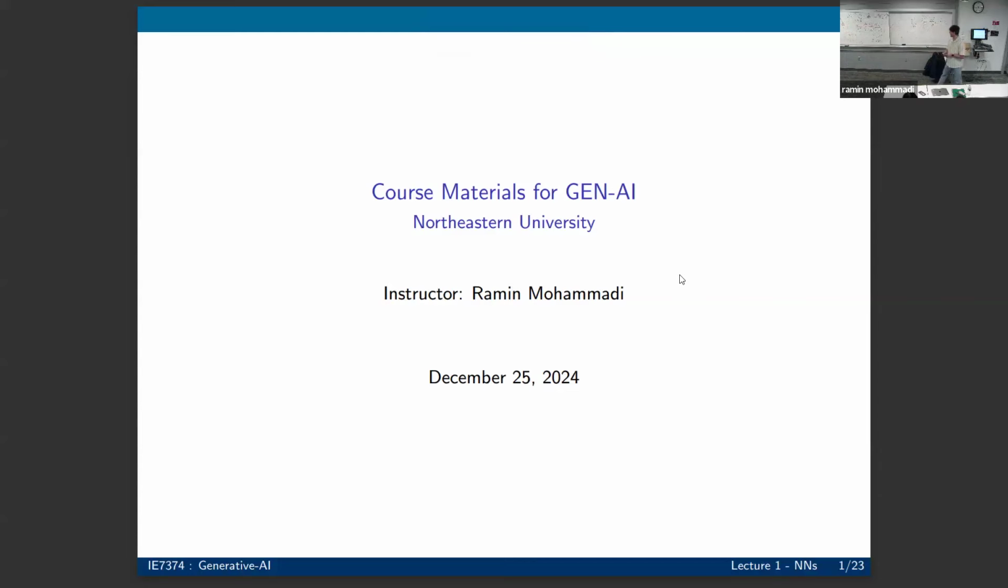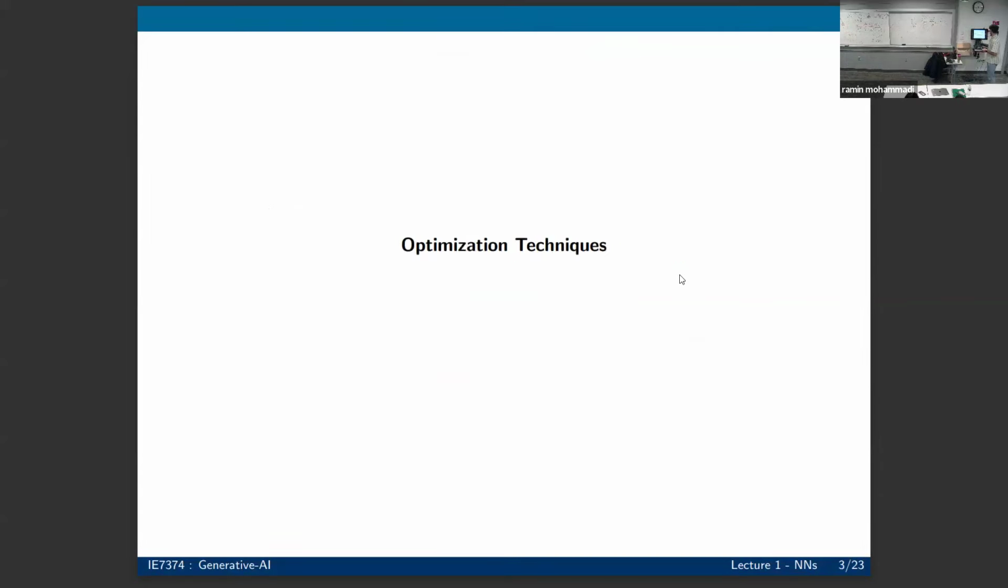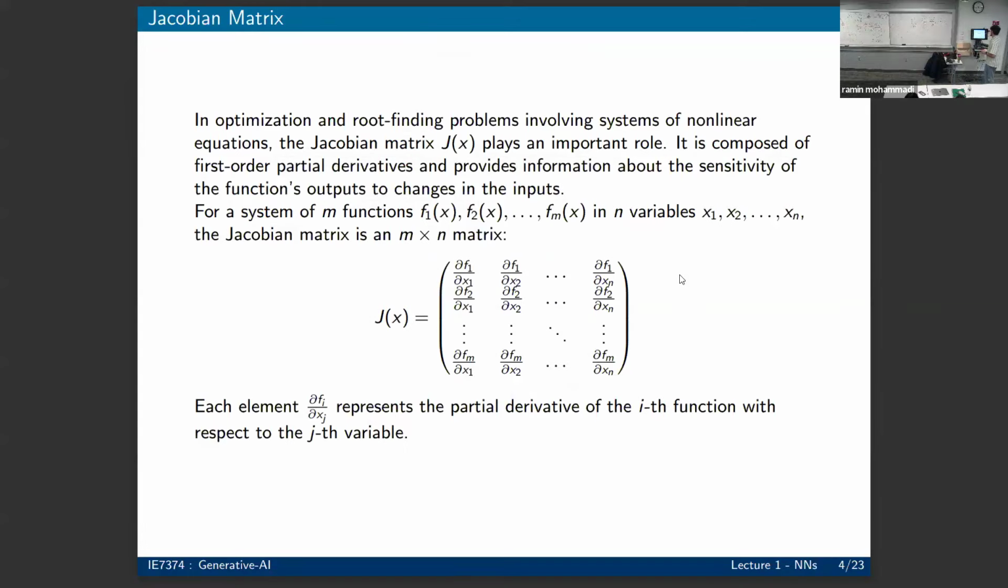Okay. Now, the next thing we're going to go over is optimization techniques, which is pretty important. Optimization techniques impact the learning of your model, right? Choosing a wrong optimization technique could easily lead to local convergence or bad convergence and a bad result, basically. The first thing we're going to talk about is the Jacobian matrix.